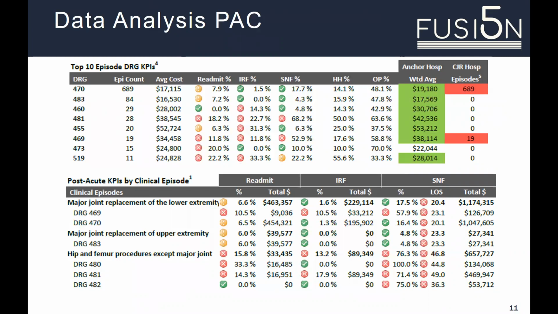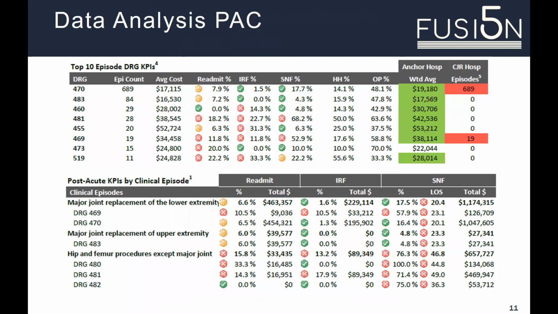So if we're looking at the DRG 470, we're probably going to spend some time looking at our readmission rate and seeing what's going on there. And looking at maybe a 469 where we had 19 patients, maybe we're going to spend some time looking at everything across the board: readmission utilization, IRF utilization, and skilled nursing utilization. All of these things are opportunities, or potentially are opportunities, to drive down overall cost and put those savings back.